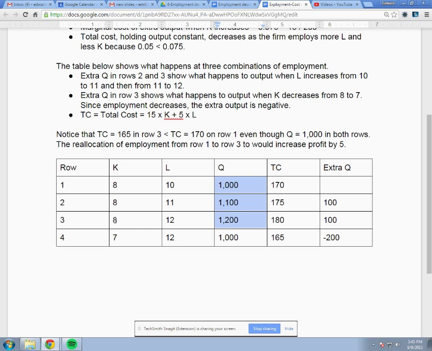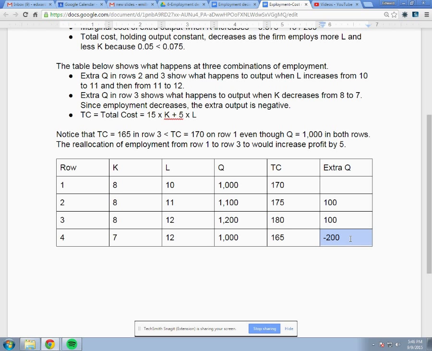Now let's suppose that we fire one of the Ks. Let's make K go down from 8 to 7 and keep L constant at 12. This firing of K means that my total cost will fall by $15. Each unit of K costs me $15. So when K goes down from 8 to 7 and L stays constant at 12, total cost will fall from 180 to 165.